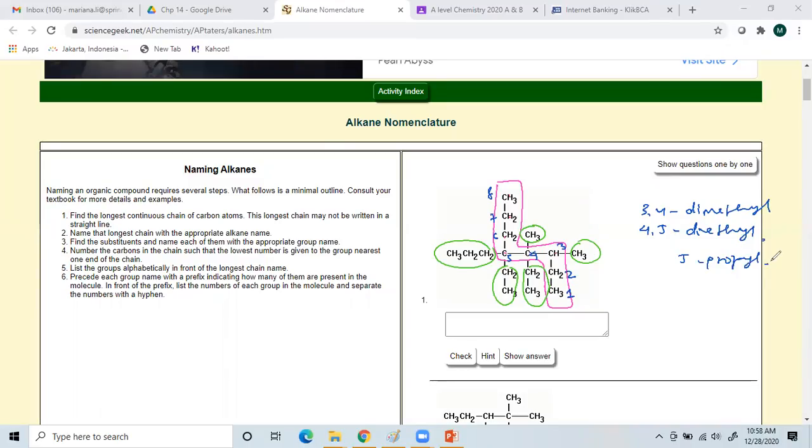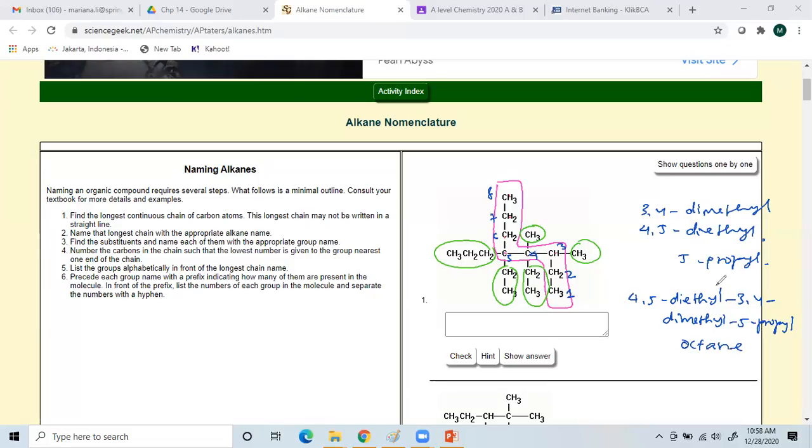Now let's see, let's arrange in alphabetical order. So 4, 5 diethyl, 3, 4 dimethyl, 5 propyl. The longest chain is 8, so octane.